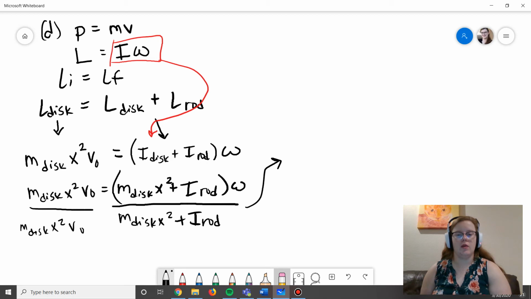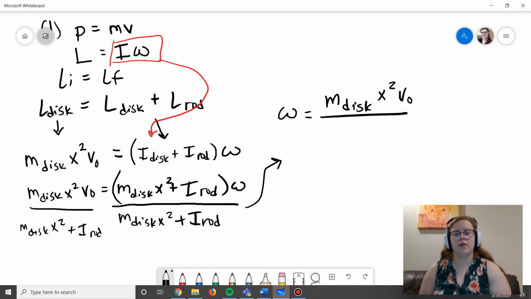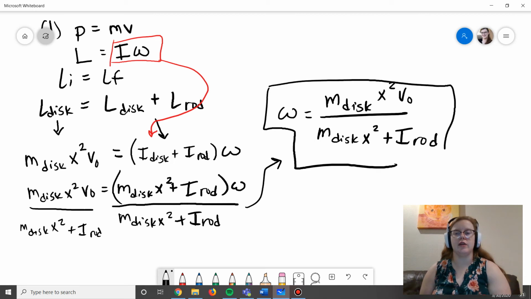Oopsie, made a boo-boo there. And you end up with the angular velocity is equal to m disk x squared v naught plus I of the rod. And you can actually leave your answer just like this. It is perfectly valid to leave your answer like this instead of reducing further.